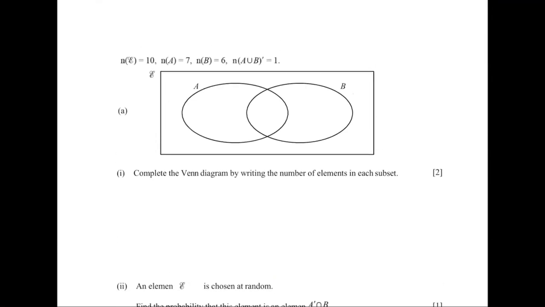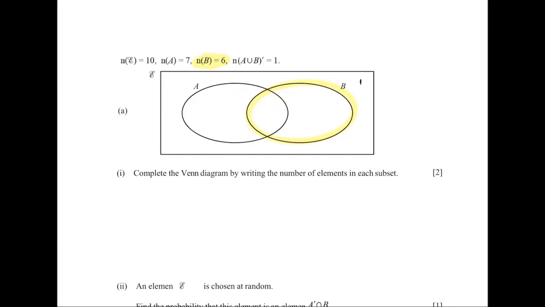Okay, if you know how to read this, this is the universal set. So there are a total of 10 elements in this whole thing. So the whole thing must be only 10. Number of B means whatever is inside here is 6. Number of A union B prime, outside of A union B, outside of it is 1. So I'm just going to write 1 here.